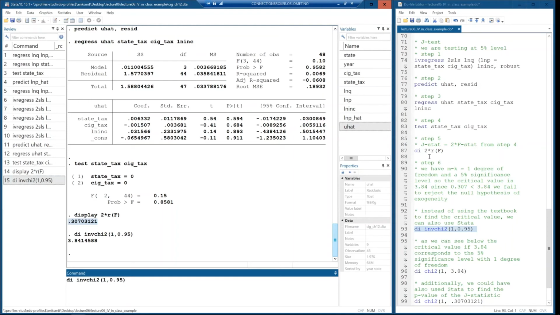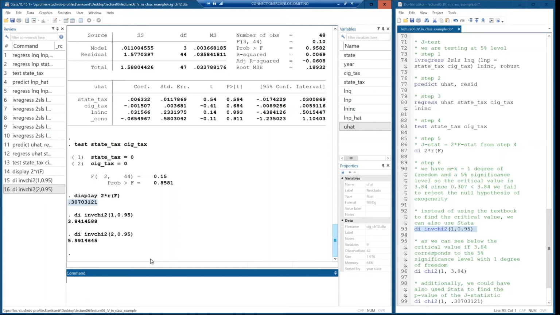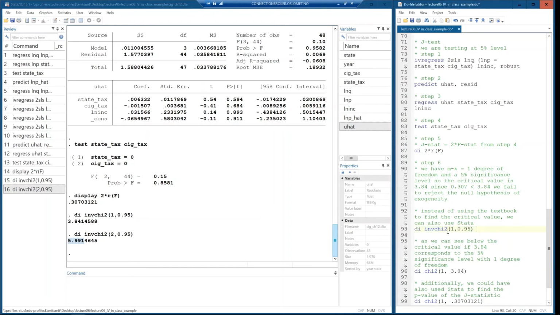And if we had one extra instrument or instrumental variable, we would have 3 instrumental variables minus 1 endogenous variable. We would have 2 degrees of freedom, and we would have a different critical value of 5.99. So you can easily use Stata to find the critical value to which you compare the J-stat.